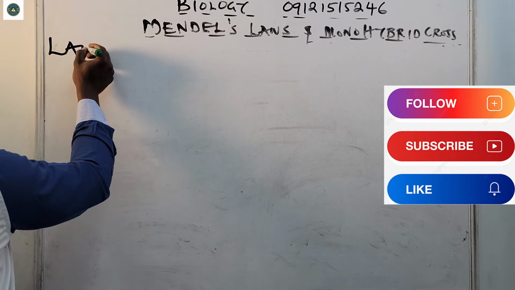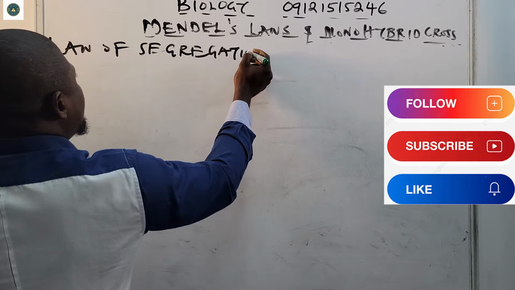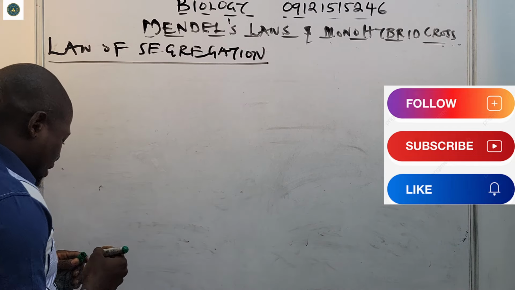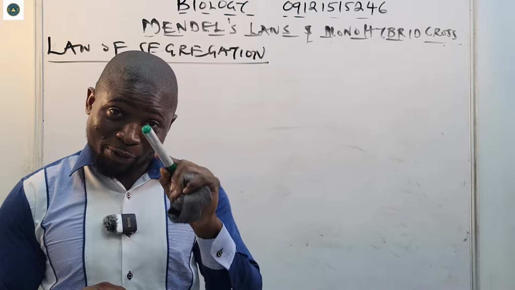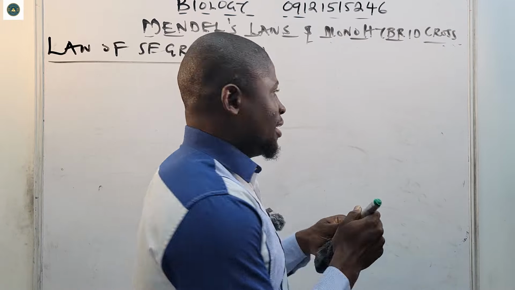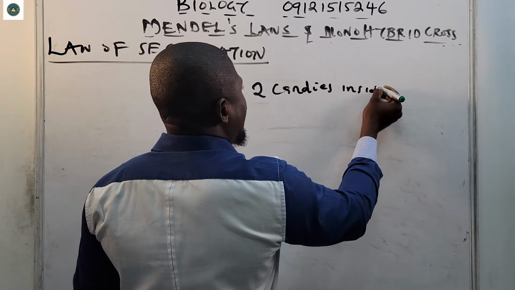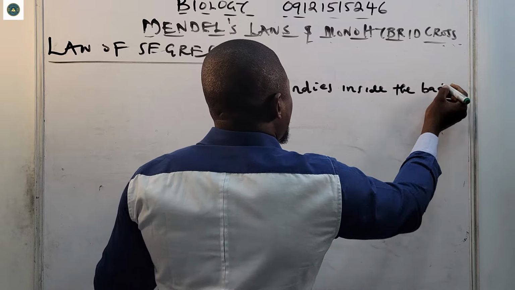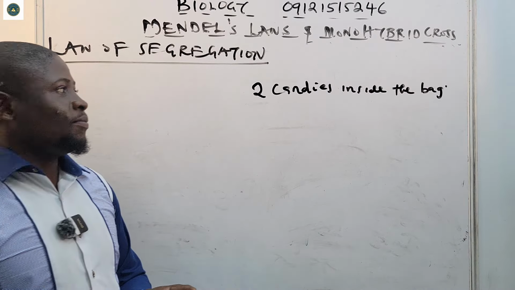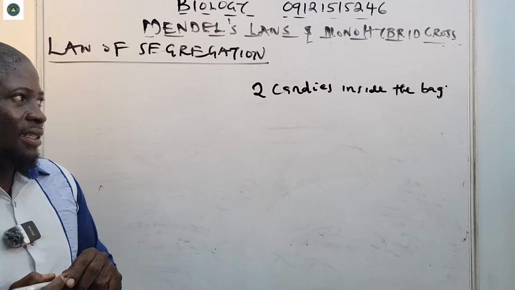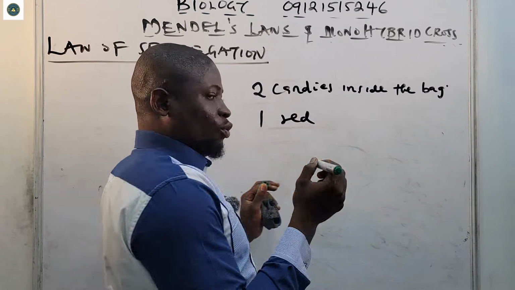So the law of segregation, that's Mendelian law of segregation. Now imagine you have a bag. I'm talking to you that are watching this video. You have a bag with two candies inside the bag, so that you understand the law of segregation very well. Now one is a red candy.